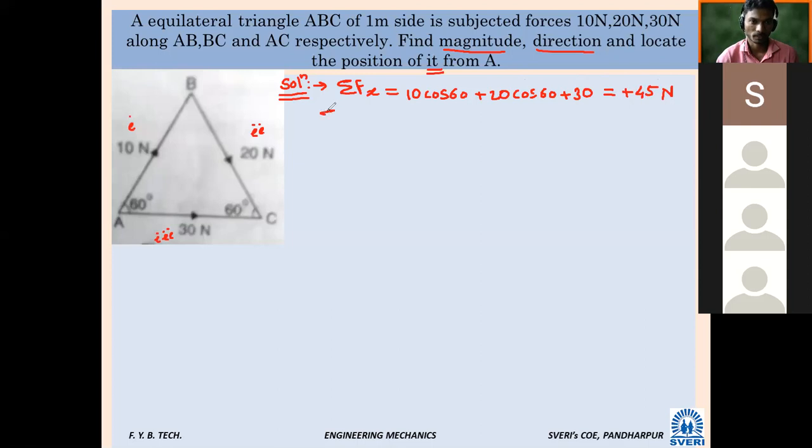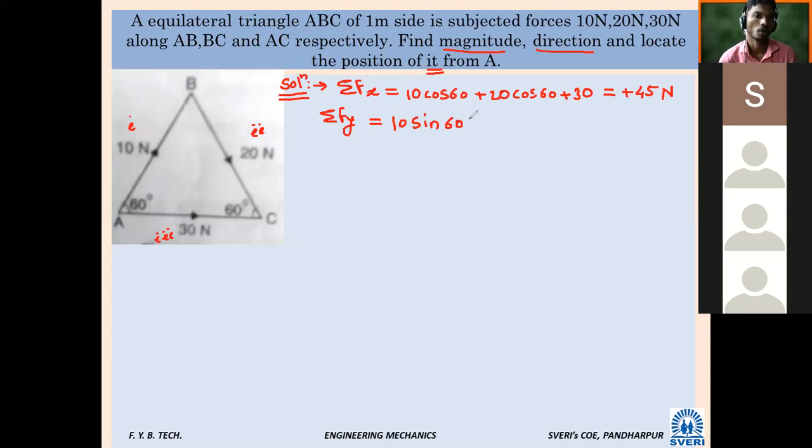Next one, summation Fy. Summation Fy equals the y component of force number 1, that is 10 Newton, F sin theta. Before that you have to ask yourself whether it is positive or negative. Positive. Then what will be its value? F sin theta. What is the value of F? 10. So 10 into sin 60.